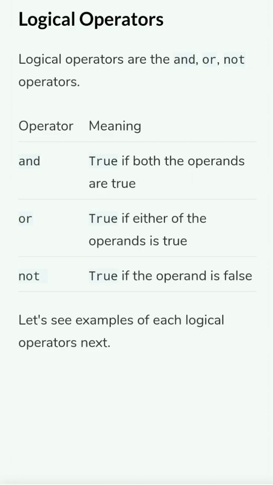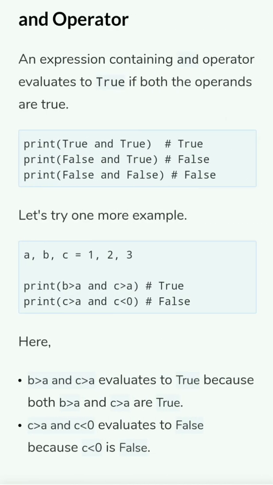The logical operators are and, or, and not. In the case of and, both operands have to be true for the result to be true. In the case of or, the result is true if either of the operands is true. In the case of not, it just gives you the reverse of that result: true if the operand is false, or false if the operand is true. Let's see examples of each logical operator next.